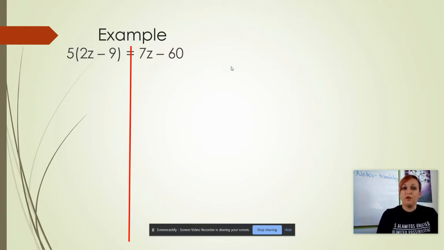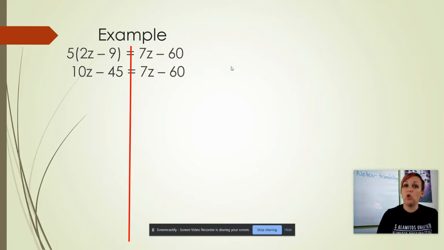In this problem, I noticed that we have some parentheses. If you see parentheses in a problem, you will be doing the distributive property. Since the distributive property only applies to the parentheses, you don't have to do it on both sides. You can just take care of it on the one side. So I will be distributing that 5 to the 2z and to the 9.